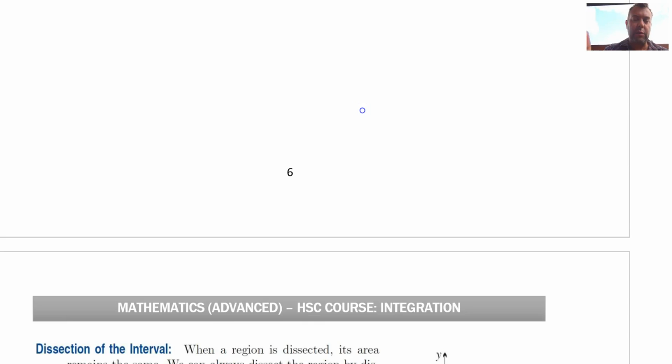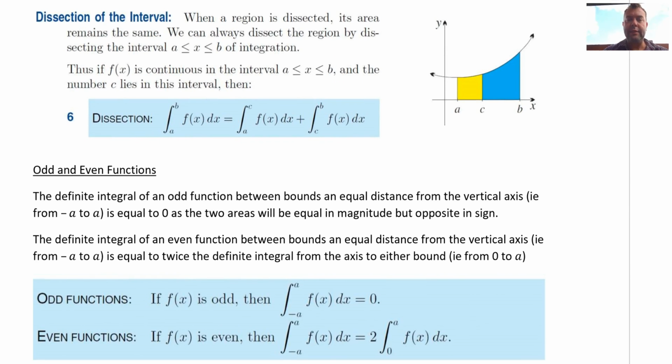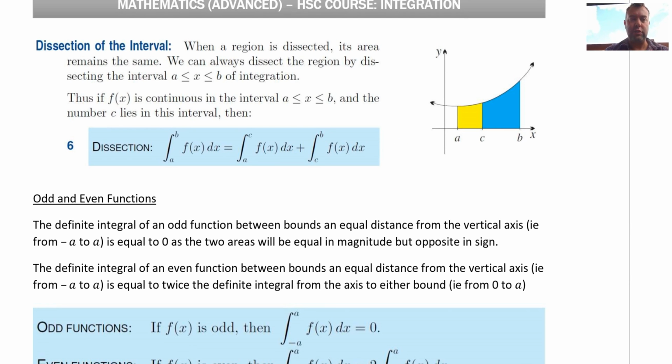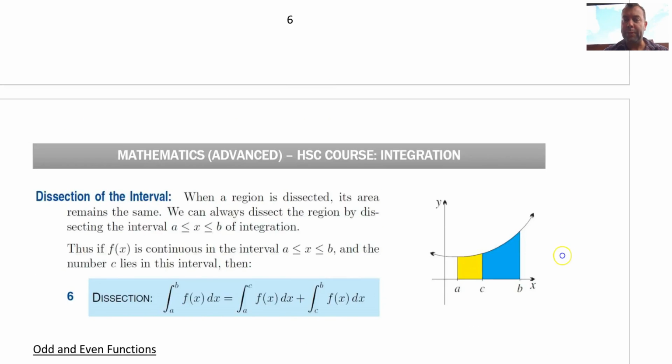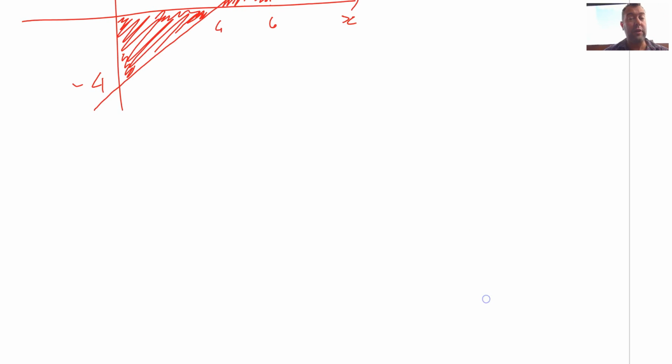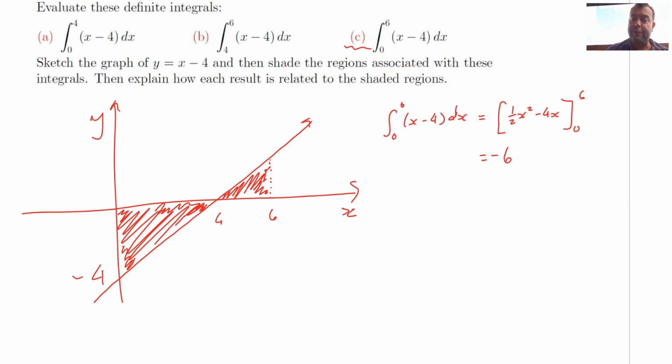Next thing I want to talk about is the dissection of an interval. I can chop it up into different parts and combine those together. It's a really important property, and we kind of just did that there. Not that it's a proof, but it's a good example. I can look at the definite integral from 0 to 4 and the definite integral from 4 to 6, combine those together, and it's the same as the integral all the way from 0 to 6. I can put something in the middle, chop it into two parts, work them out individually, and combine them together.